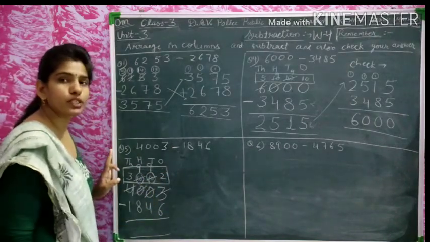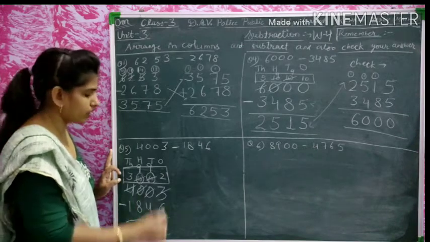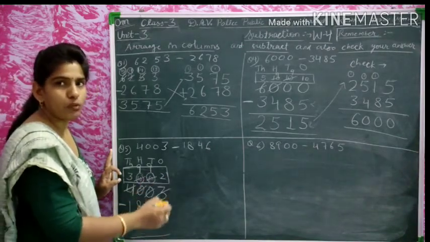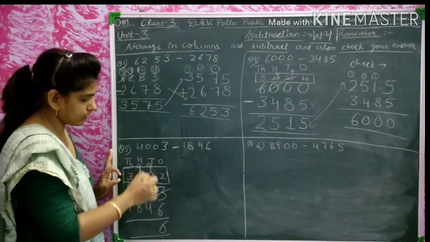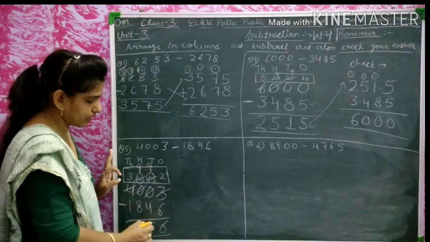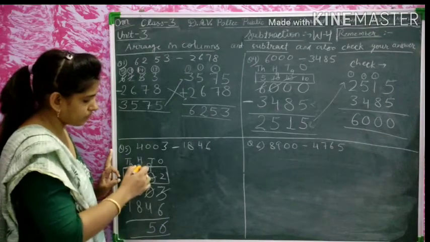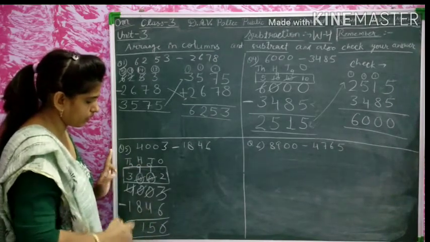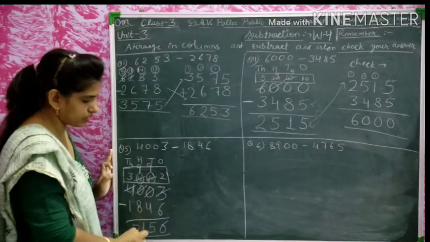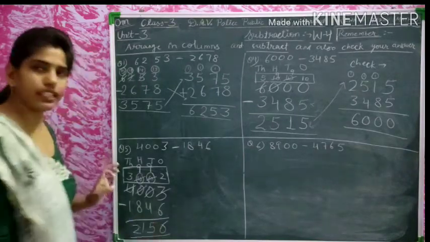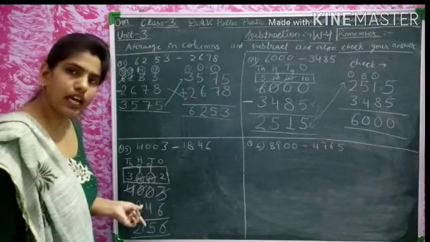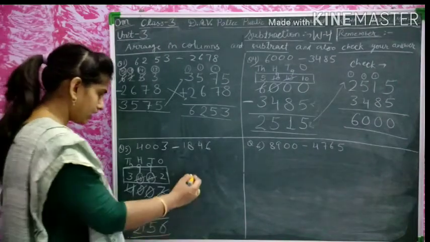Is it clear, students? Now what will we do here? Subtracting these numbers. 12 minus 6, that is 6 here, and 9 minus 4, that is 5 here, 9 minus 8, that is 1 here, 3 minus 1, that is 2 here. Now we have to check this answer. Is it correct or not? To check this answer, add these two numbers. There is the check.